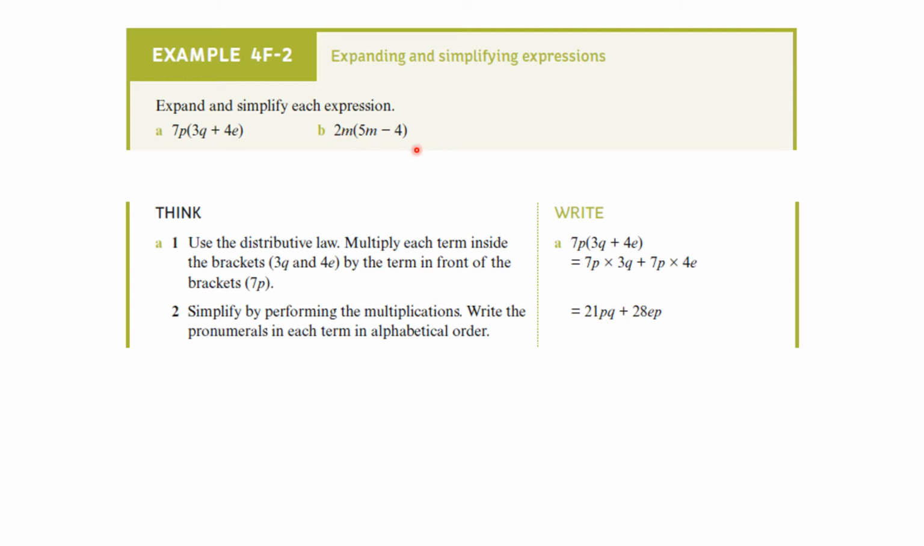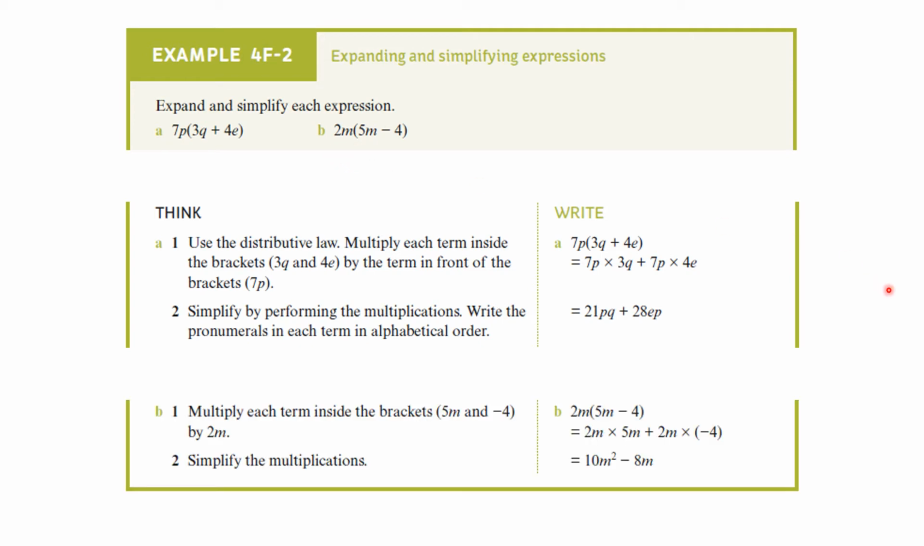Question B, I've got the same letter. Okay, so this is going to involve a power in the end, which we can see here. So if we look at first expanding, 2m times 5m plus, now it's a plus because this 2m is positive. So it's a plus 2m times negative 4. All right, and they put that in the bracket just to make it more clear that it's a negative number.